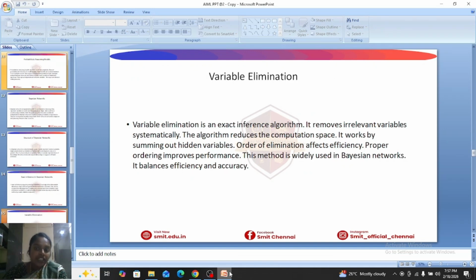Then moving on to variable elimination. It is an exact inference algorithm. It removes irrelevant variables systematically. The algorithm reduces the computation space. It works by summing out hidden variables. The order of elimination affects efficiency. Proper ordering improves performance. This method is widely used in Bayesian networks. It balances efficiency and accuracy. This is known as variable elimination.